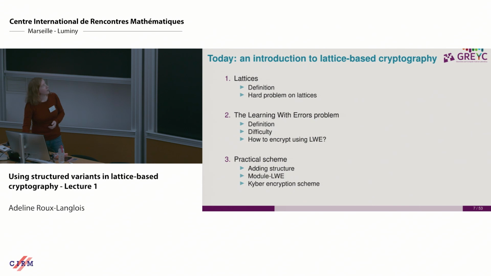Okay. So now, to understand how it works, we will have to go back to the beginning: lattices and hard problems on lattices. Then I will define the learning with errors problem, which is one of the main hypotheses on which we base most of the cryptographic schemes. And we will see how we use it to build an encryption scheme. And then we will see the more advanced, practical schemes, because what I will start by doing is explaining how it works. But how it works is not really efficient, so then we will see how we can make it efficient. Okay?